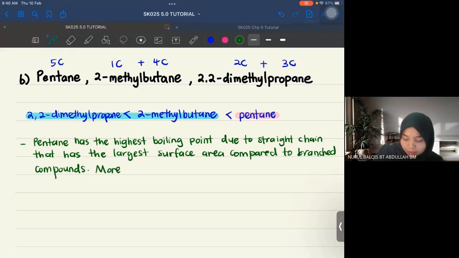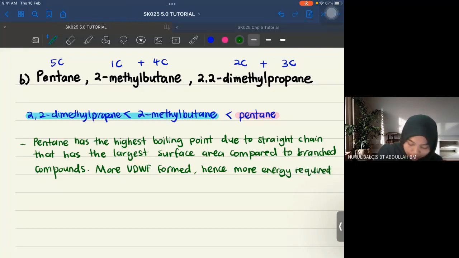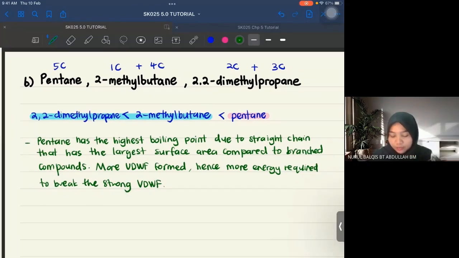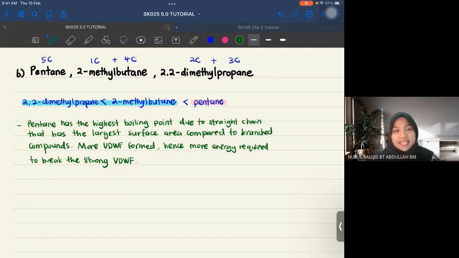More van der Waals forces formed, hence more energy required to break the strong van der Waals forces. Van der Waals forces eja penuh ni saya guna short form. Okay, kita dah cerita pasal pentane, settle untuk pentane.